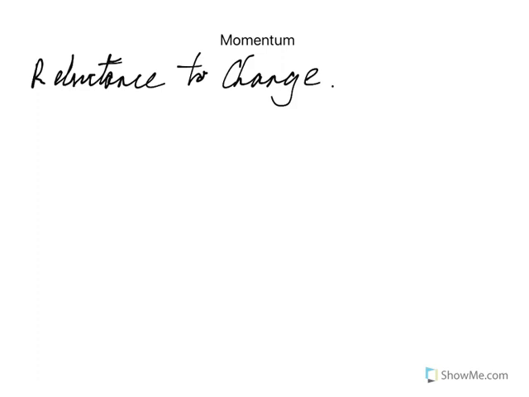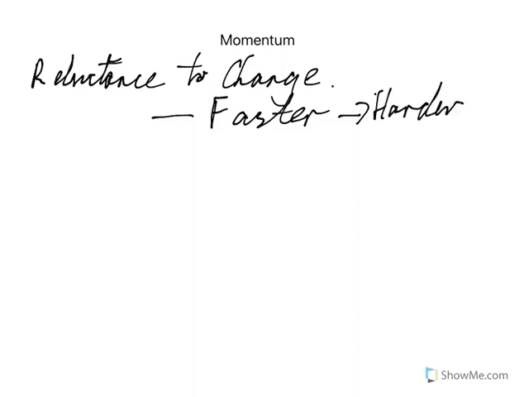Something likes to keep on going, and what do we know about things that we want to change is that if it's faster, it's harder to change. So the faster you're going in your car, for example, 100 kilometres an hour, it's harder to stop than if you're going 40 kilometres an hour. And also mass. The more mass, again, the harder it is to change.